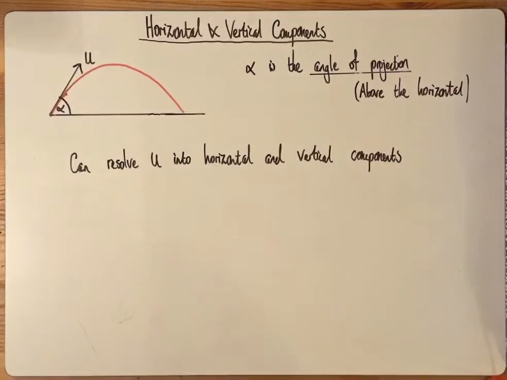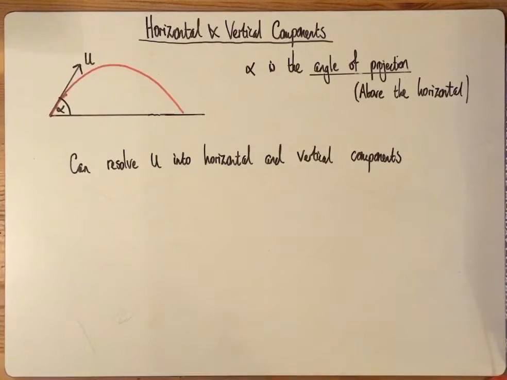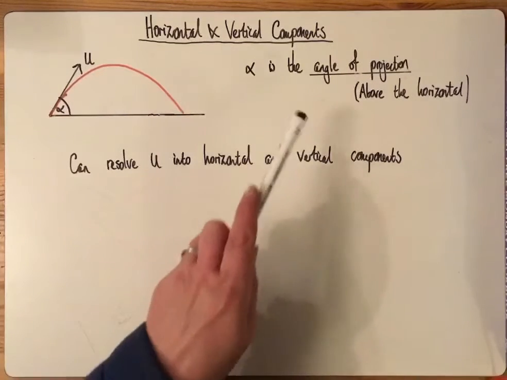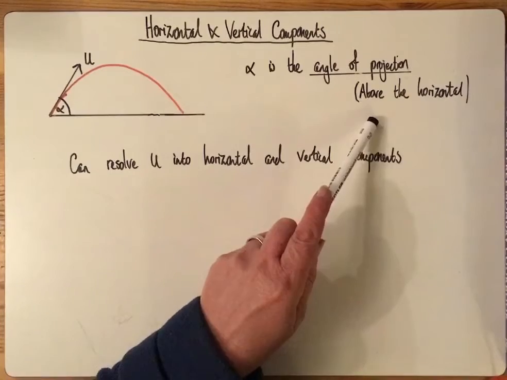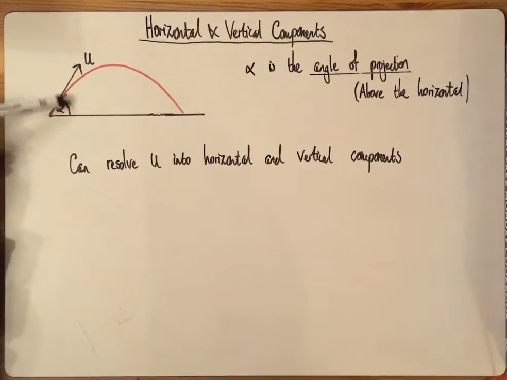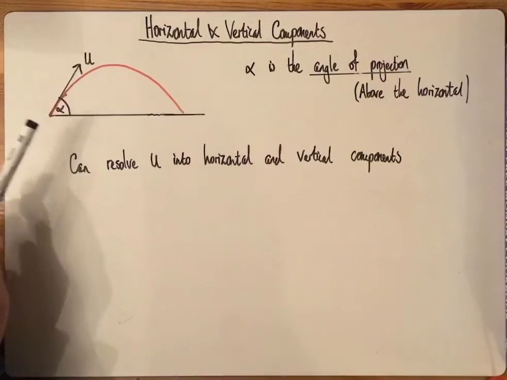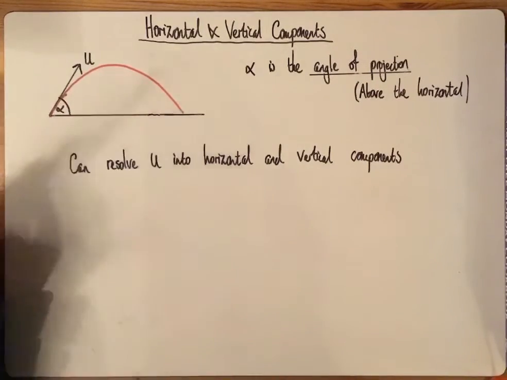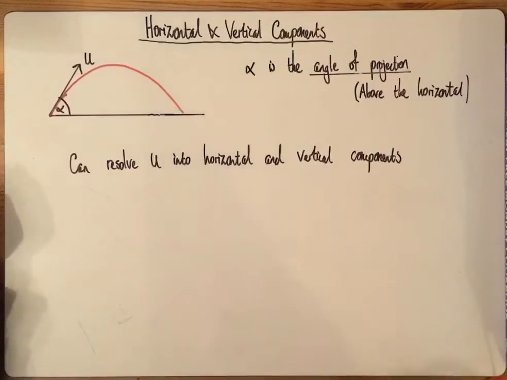Okay, horizontal and vertical components. This is just checking you're okay with resolving your components, which you should be, and with the vector side of it, really. So alpha is the angle of projection above the horizontal. So alpha is measured from the horizontal to the direction of motion initially. And then the motion of the projectile will create this parabola shape.